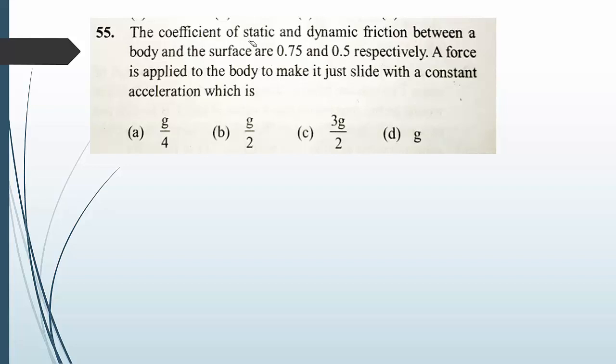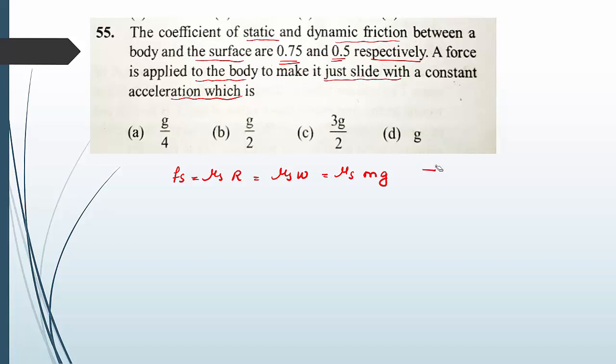55. The coefficient of static and dynamic friction, means kinetic, between a body and the surface is given 0.75, 0.5 respectively. A force is applied to the body to make it just slide with constant acceleration, which is force required just to move a body, means that is limiting friction, maximum friction. So I am going to write static friction, Fs equal to mu s into R, or we can write mu s into W or mu s into m into g. This is for static friction.